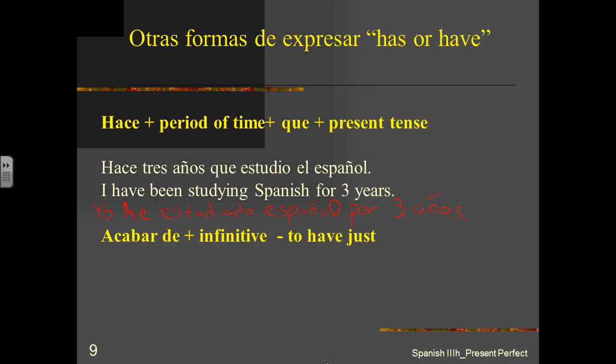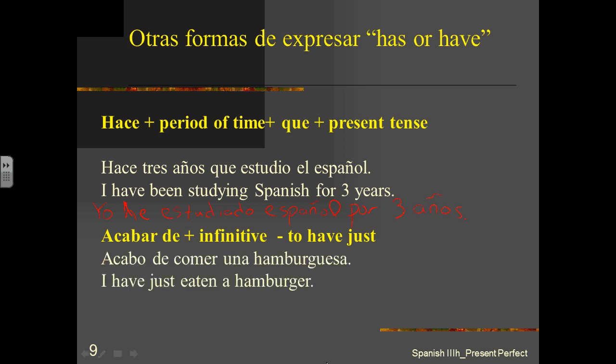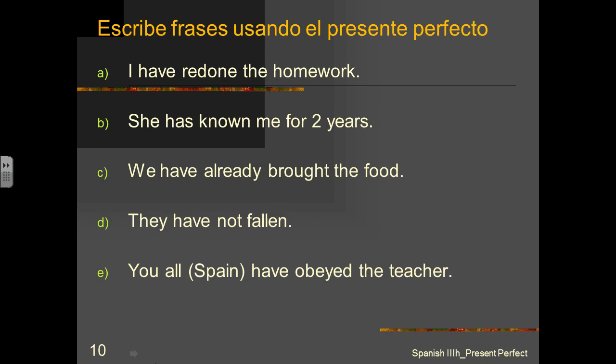Acabar de plus infinitive, to have just. Acabo de comer una hamburguesa. Okay, another way of saying it. We're going to be practicing, vamos a practicar más el presente perfecto. Okay, práctica. Escribe frases usando el presente perfecto.